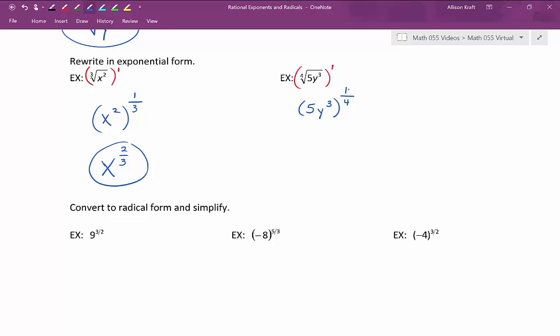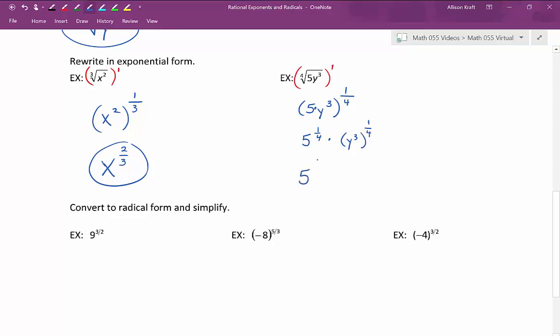In this example, we have multiple things being raised to the 1/4 power. So think about your exponent rules. When the operation is multiplication or division inside your parentheses, you can apply that outer exponent to each factor. We end up with 5 to the 1/4 power times y to the 3rd raised to the 1/4 power.